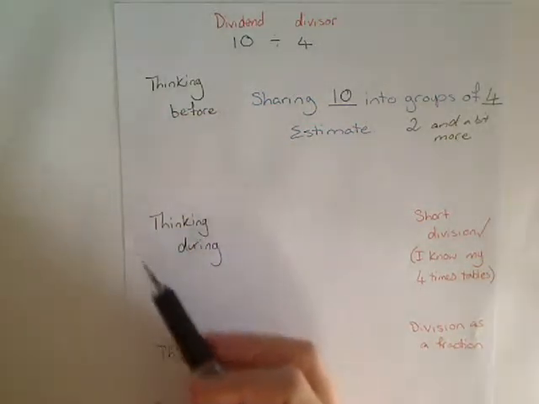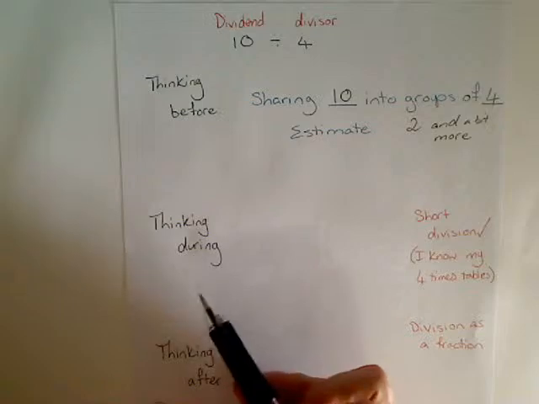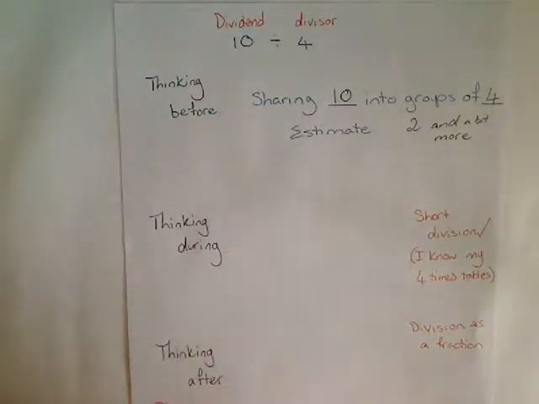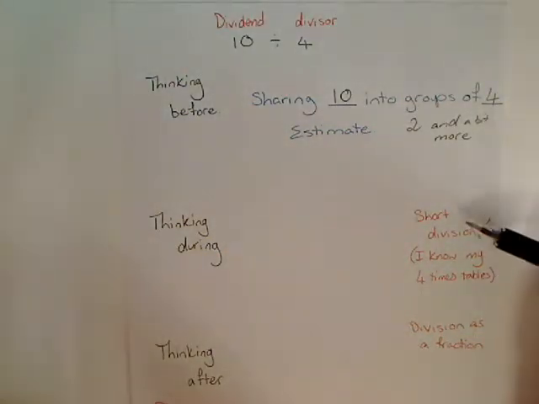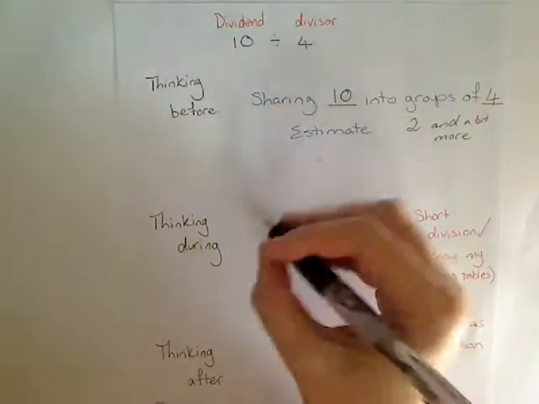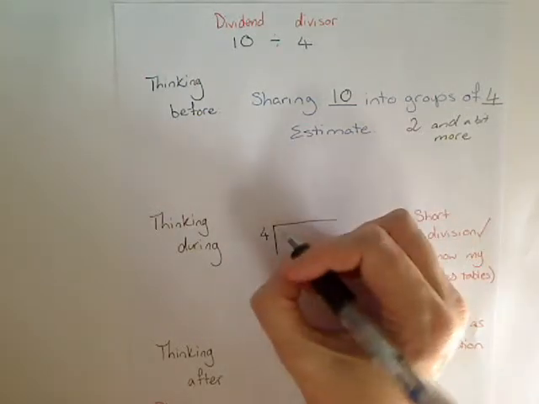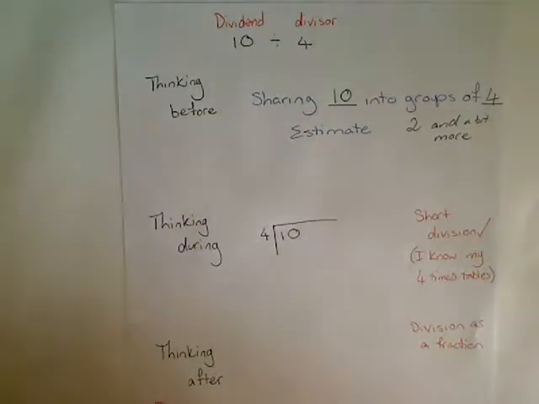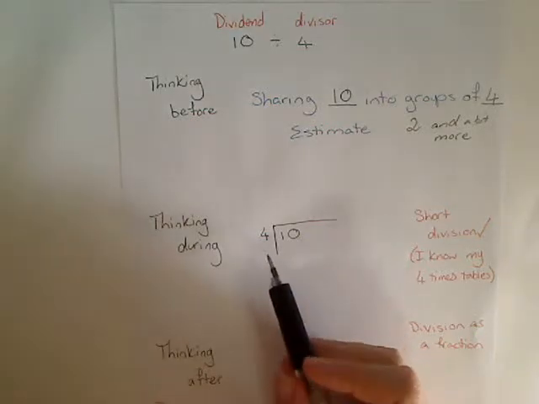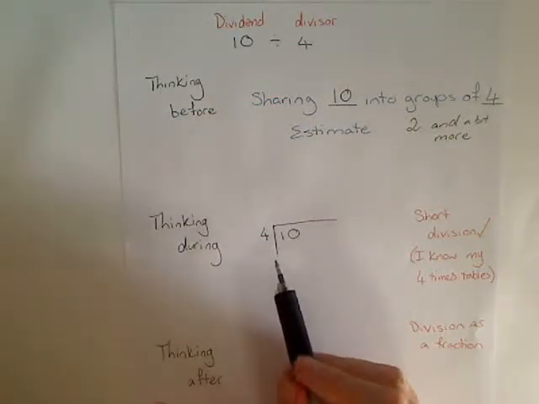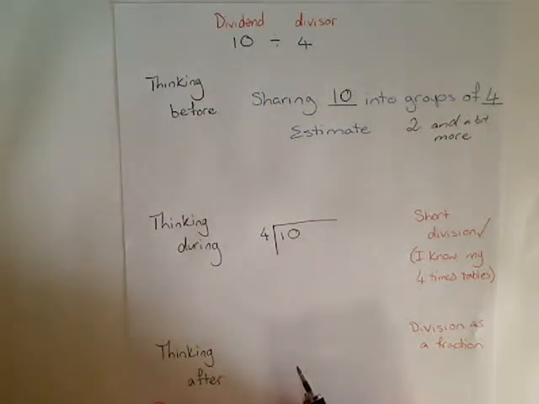Okay, into the thinking during. If we're going to use division here, we can use short or long. I've chosen short division because I know my 4 times tables. So the divisor sits outside and the dividend sits inside. And when I look at that, I think, well, there's no need for me to do long division, but if you want to, you can.